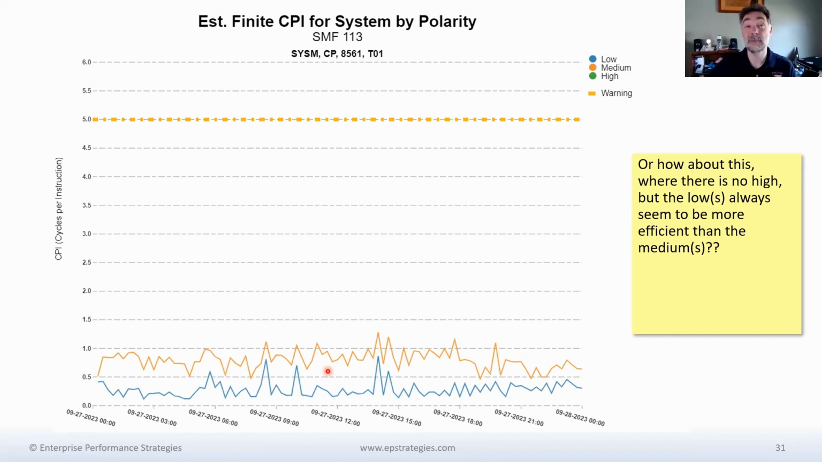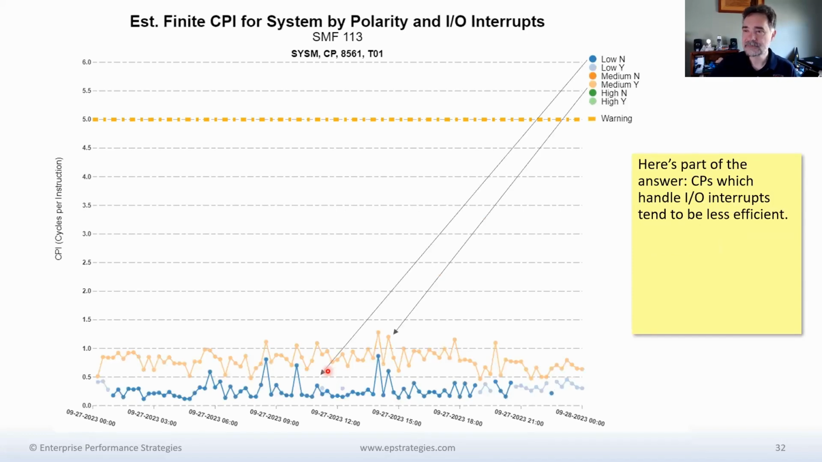So this is probably a smaller LPAR, and doesn't have enough weight to even justify a vertical high. The fact that we have a vertical low used throughout the day implies to me this is probably an LPAR with two logical CPs. Those two logical CPs add up to less than one CP's worth of capacity probably, and they end up with a vertical low here that's always unparked.